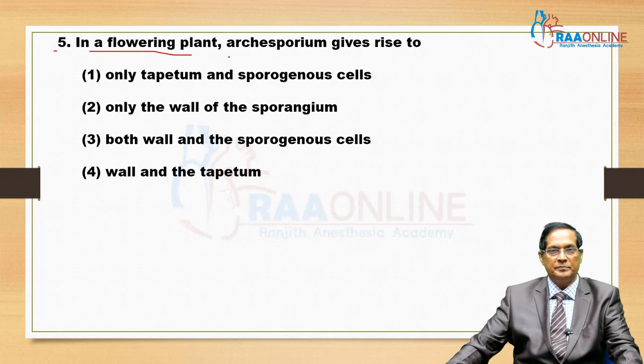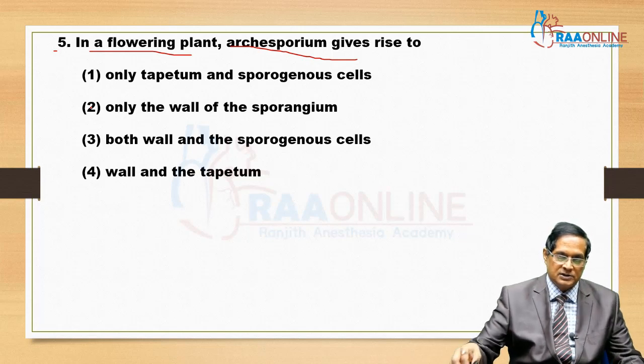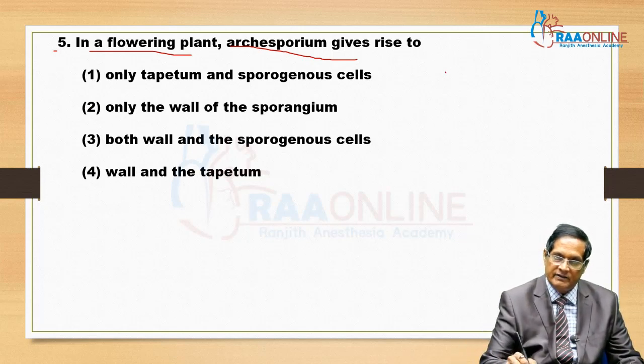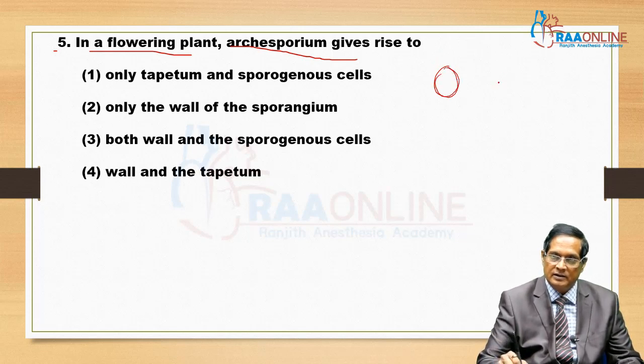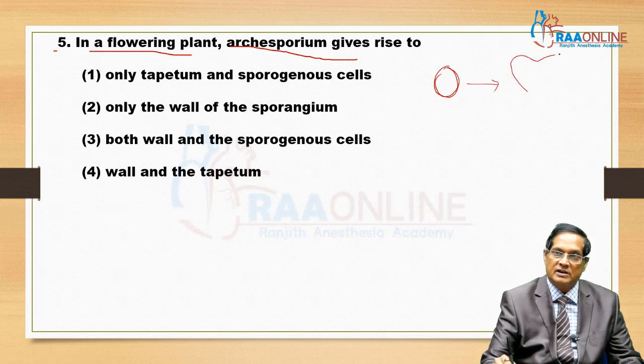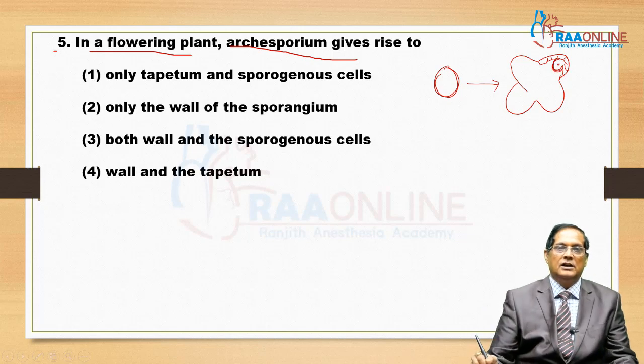Question number 5. In a flowering plant, archisporium gives rise to what? When the anther starts its development, initially it appears like an oval-like outgrowth, and after some time it becomes rectangular. The outermost layer is the epidermis, and just below the epidermis the archisporial cell is there. This is the archisporium.